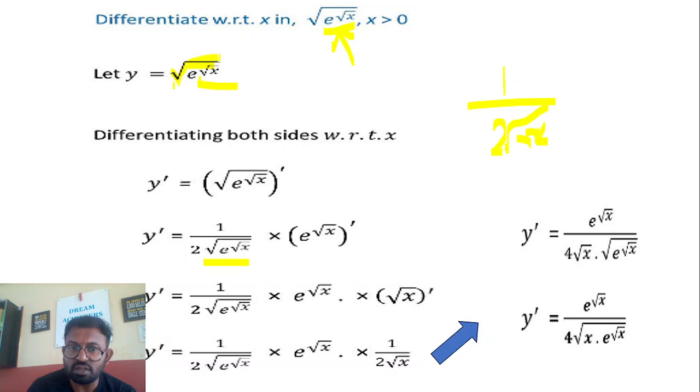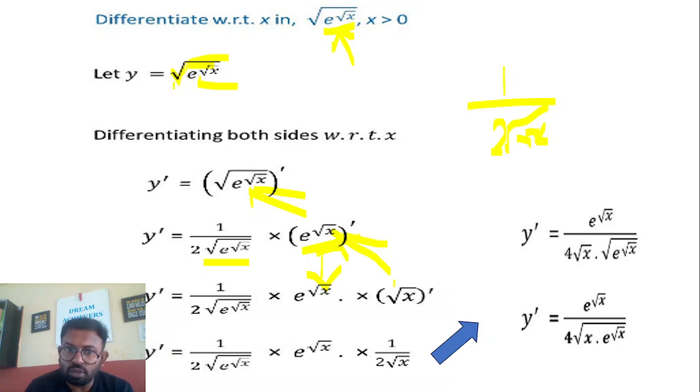Initially, we should consider it is in the form of root x. So, root x differentiation is 1 by 2 root x. Do not get confused in this type of problems. Okay, root of x differentiation is 1 by 2 root x. So, that is nothing but 1 by 2 root of e power root x. Next, once again I need to differentiate e power root x. Okay. So, e power root x differentiation is e power root x, the same itself. But once again I need to differentiate root x.